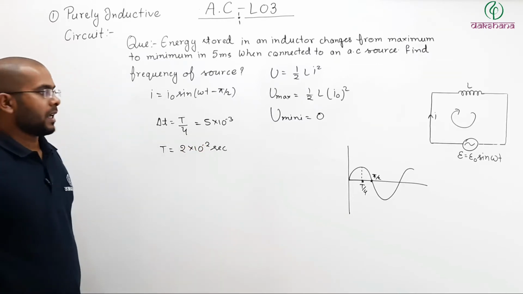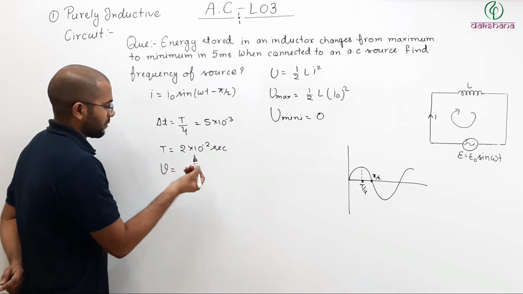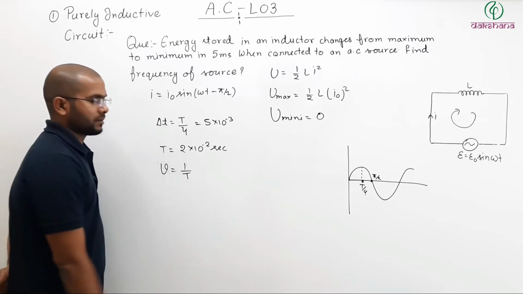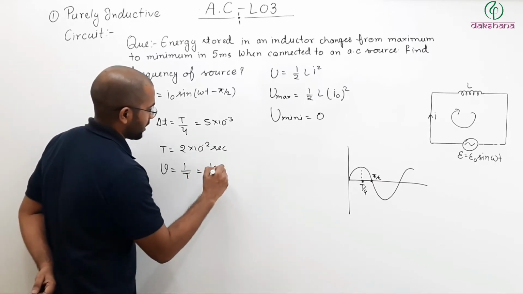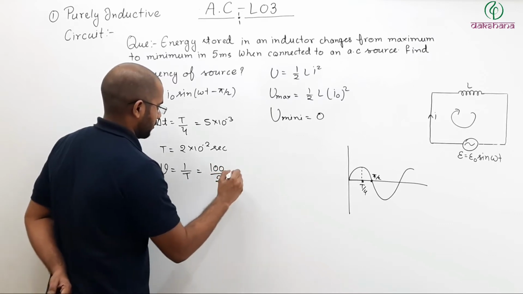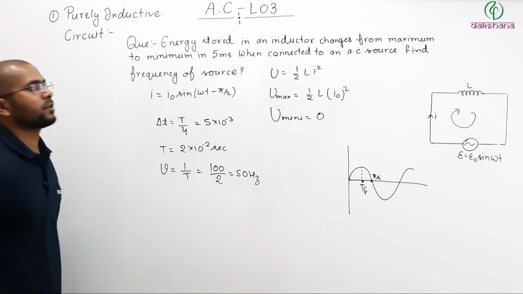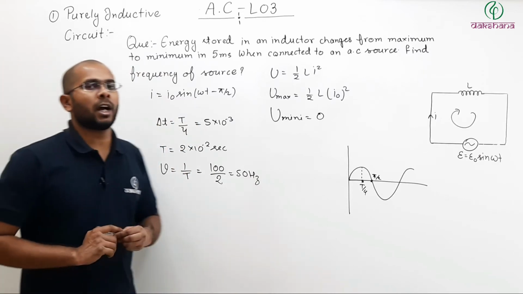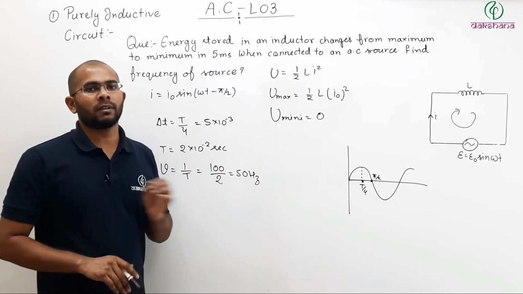And they are asking what is the frequency of the source. So frequency of the source is nothing but 1 by time period. So that is 100 divided by 2, that is 50 Hertz. So frequency of your source in this case will be how much? 50 Hertz. Pause the video, note it down, then we will solve another question.